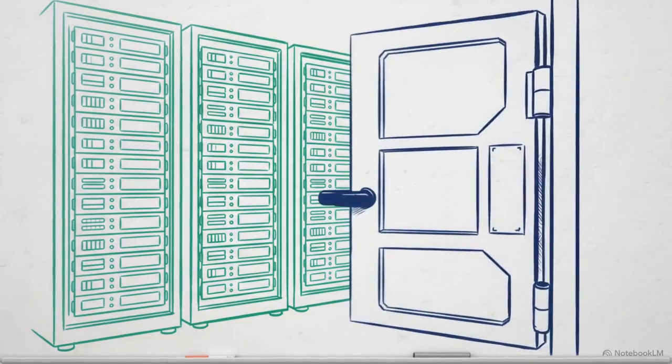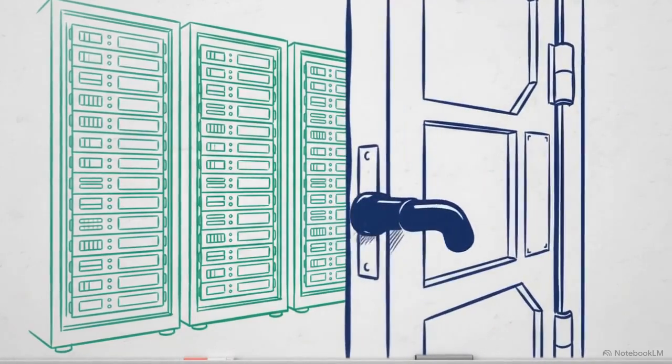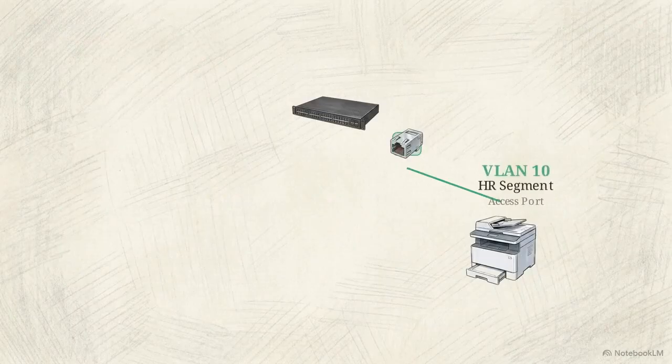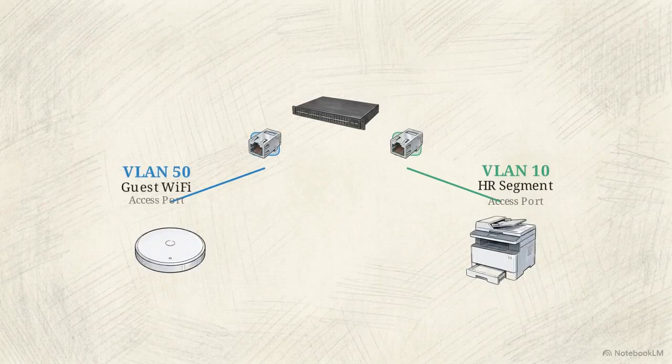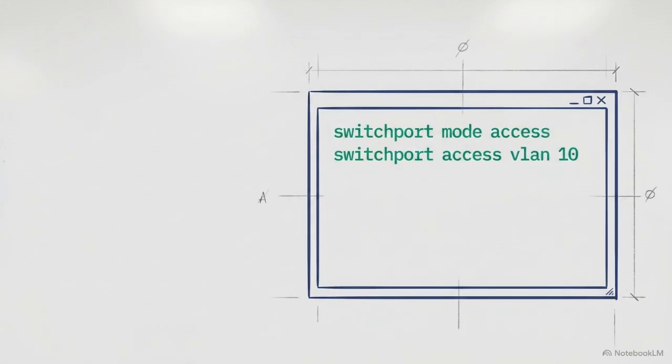Think of an access port as a locked door that leads to one and only one specific room. See this printer connecting to the switch? It is strictly assigned to the HR VLAN. Even though it is physically plugged into the exact same switch as the guest Wi-Fi router, a guest device cannot see or print to the HR printer. The virtual walls block it. Engineers lock these doors using simple text commands. Telling the switch to put a port in access mode officially secures that connection to a single VLAN.